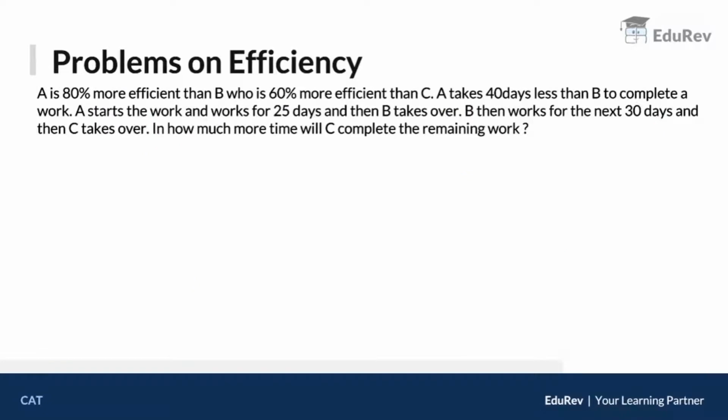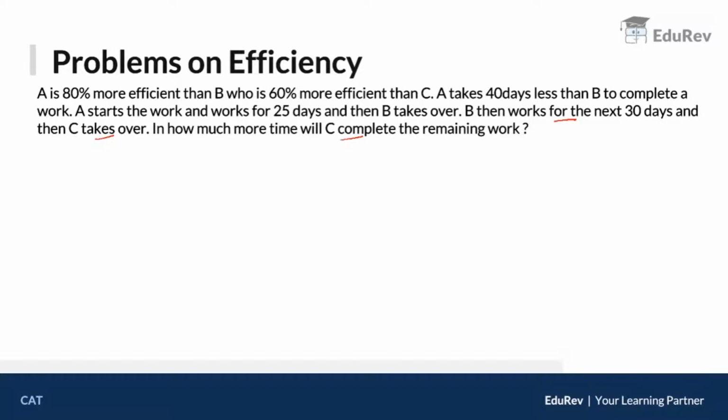It says A is 80% more efficient than B, who is 60% more efficient than C. A takes 40 days less than B to complete the work. A starts the work, works for 25 days, and then B takes over. Then B works for the next 30 days and then C takes over. In how much more time will C complete the remaining work? Now this is an actual CAT question.